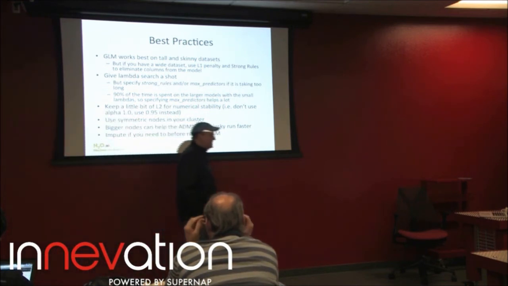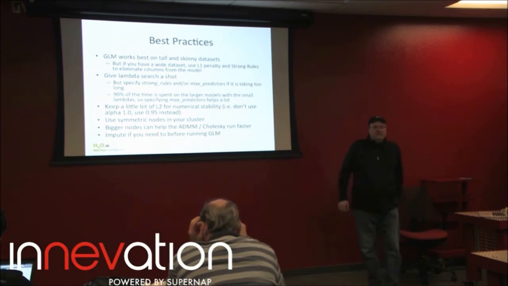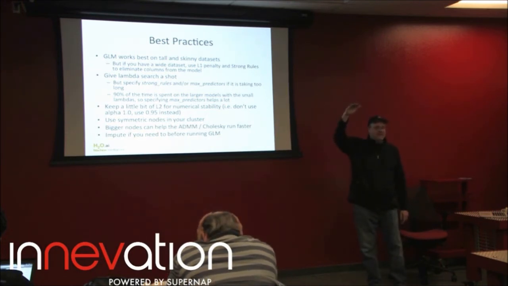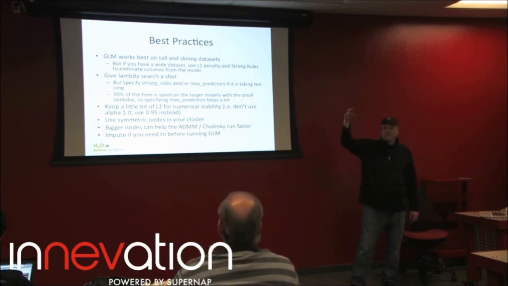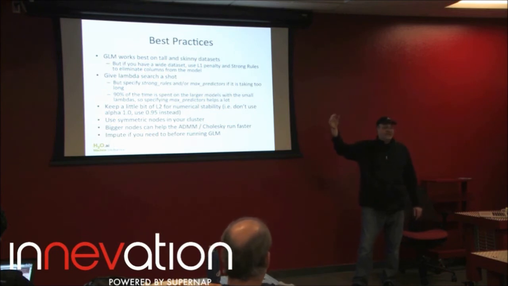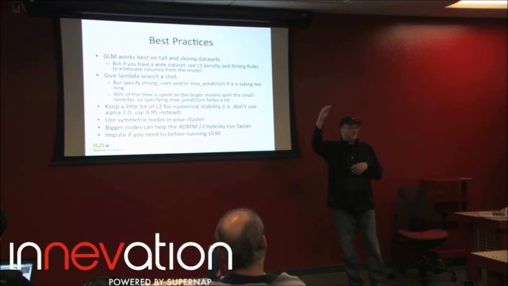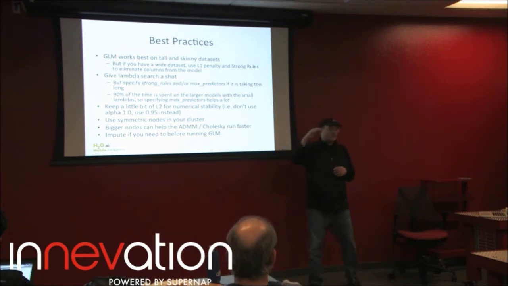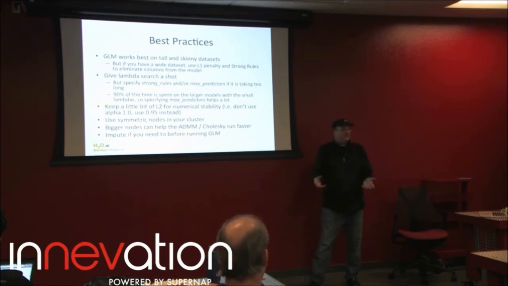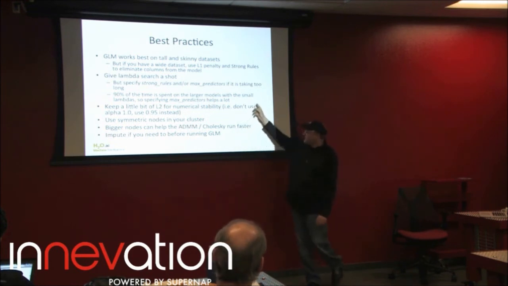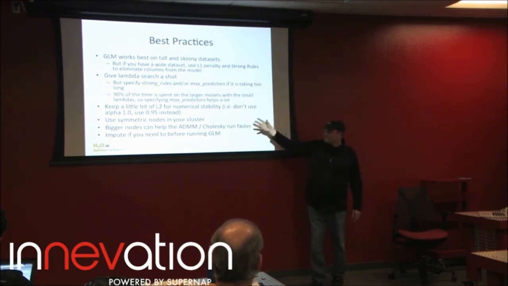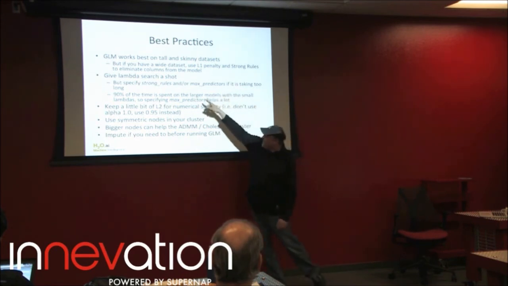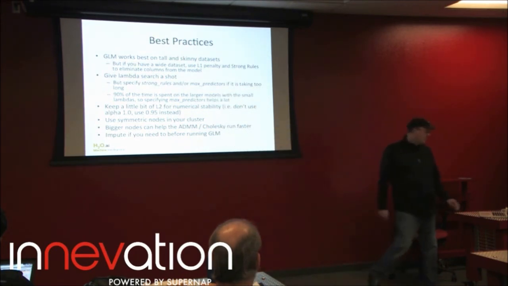One interesting thing about lambda search is the way that it works is it starts at lambda max and then iterates down from there. Lambda max is basically the smallest value of lambda where all the predictors get knocked out. So evaluating that model is very cheap. What we'll do is start there and then reduce the lambda, reduce the lambda, reduce the lambda. As you do that, more predictors are enabled, and so it takes longer to find a solution. So 90% of the runtime when you're doing lambda search is with the lower lambdas, and you can specify max predictors and strong rules to help with that.